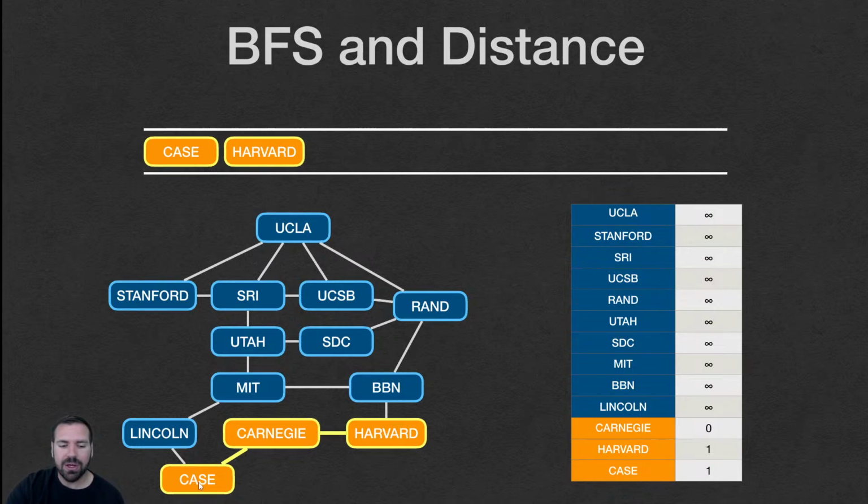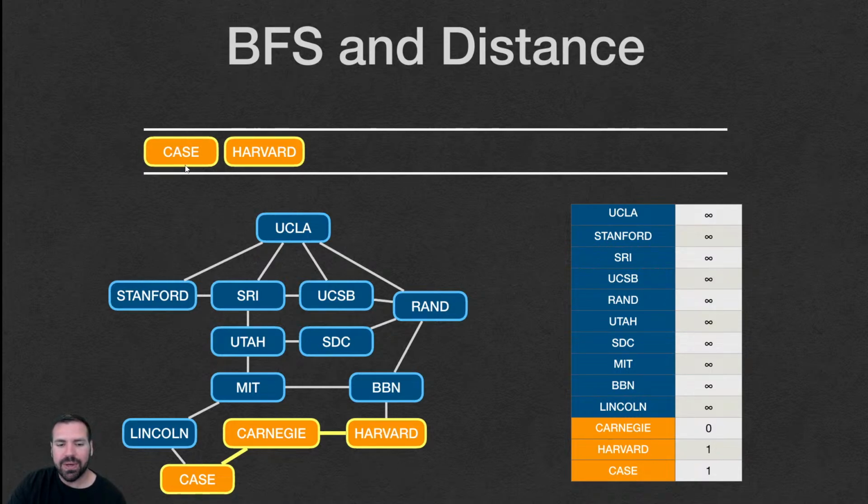So we found a shortest path from Carnegie to Case. For the neighbors of the starting node, it's pretty obvious: they're connected to the starting node, so they're going to have distance 1. But when we get to the end, it's less intuitive, and the algorithm keeps track of all that for us. Same with Harvard. Harvard has not been explored, so we mark it explored, enqueue it, and mark its distance as the distance of the node that discovered it, plus 1.